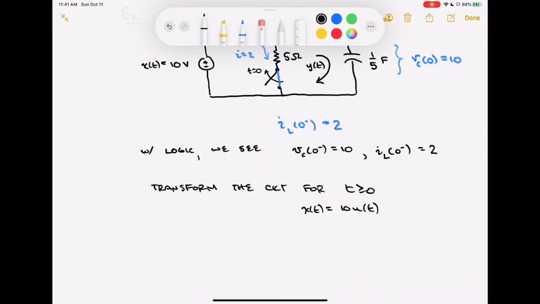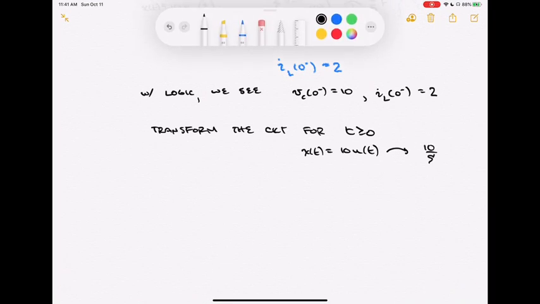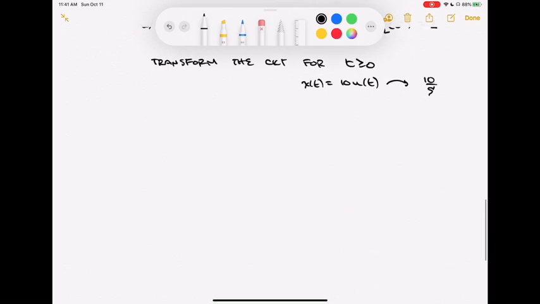This is also described in the book, so if you're having a little difficulty getting your head around that idea, just read it in the book and it will give you another perspective on that. So I have x of t equaling 10 u of t. Now if I Laplace transform that guy, I should get 10 over s, something along those lines. So I'm going to start out this circuit with the voltage because I had an input.